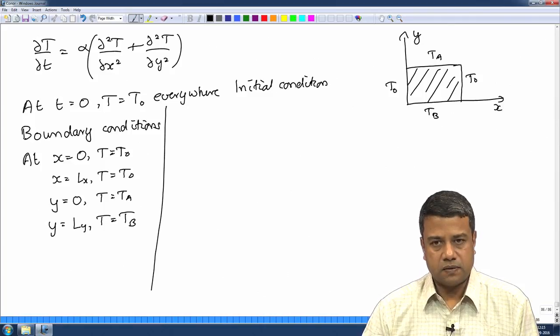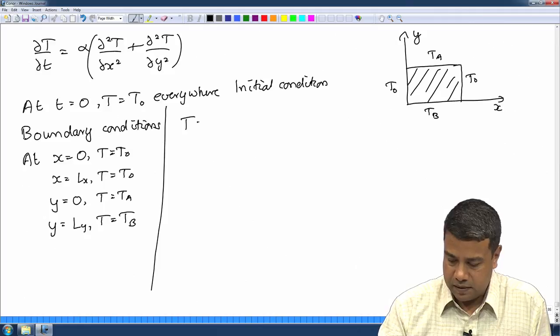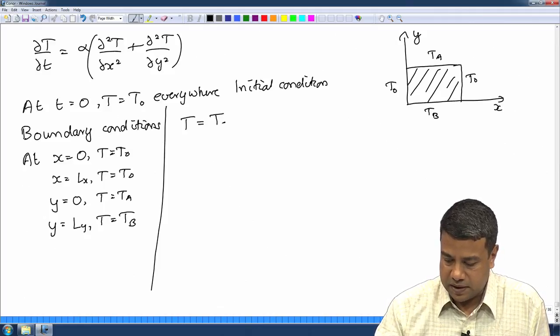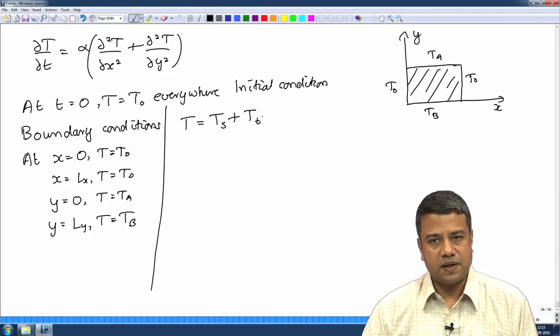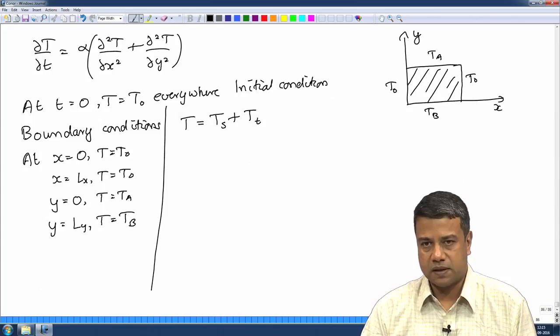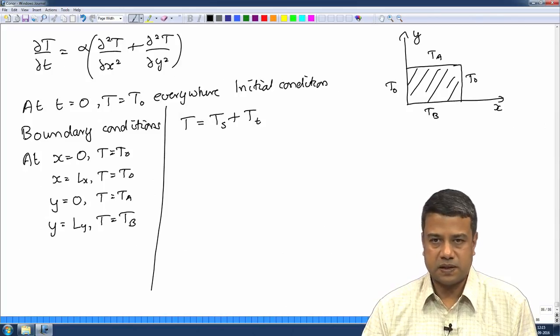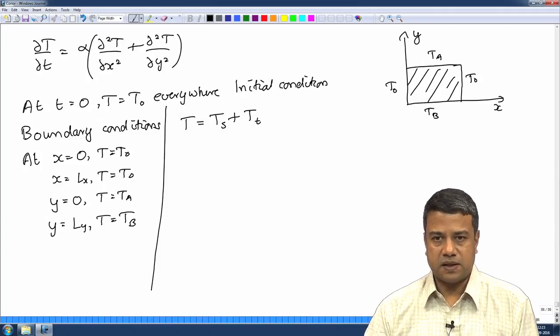How would I go about solving this? First thing, I can write down the temperature as equal to a steady part plus a transient part. This we had done earlier as well. When we solved in one dimension, we had separated the temperature into a steady part plus the transient part. We do that in the two dimensional case as well.